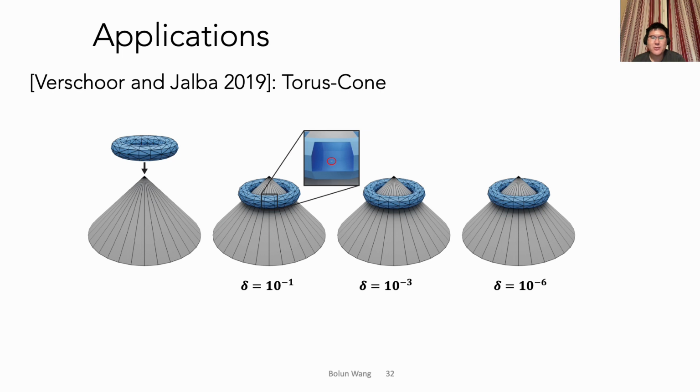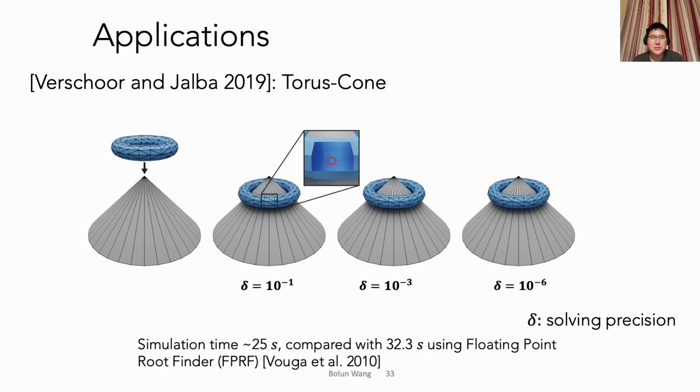We integrate our algorithm into simulators. Here is an example where a torus falls on a fixed cone. The parameter delta is the solving precision of our method. Our simulation takes around 25 seconds, while using floating point root finder, which is a univariate CCD solver, it takes over 32 seconds to run the simulation.